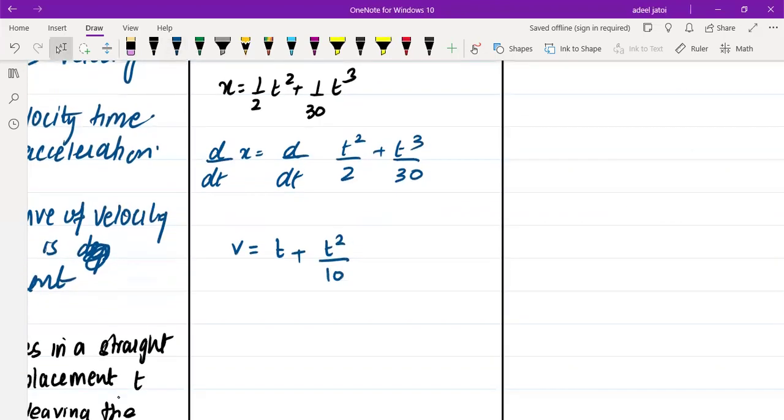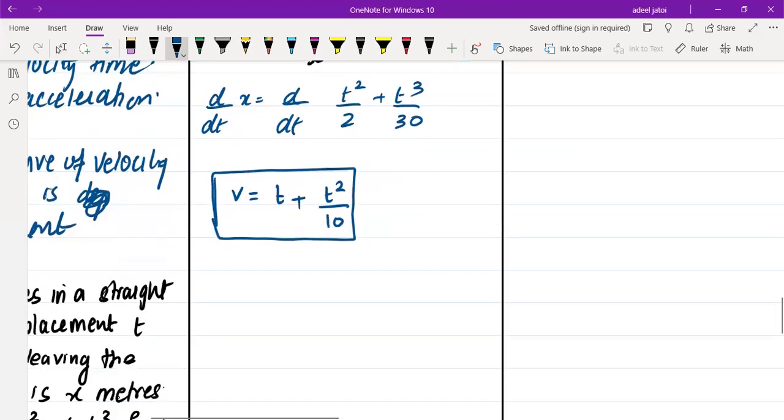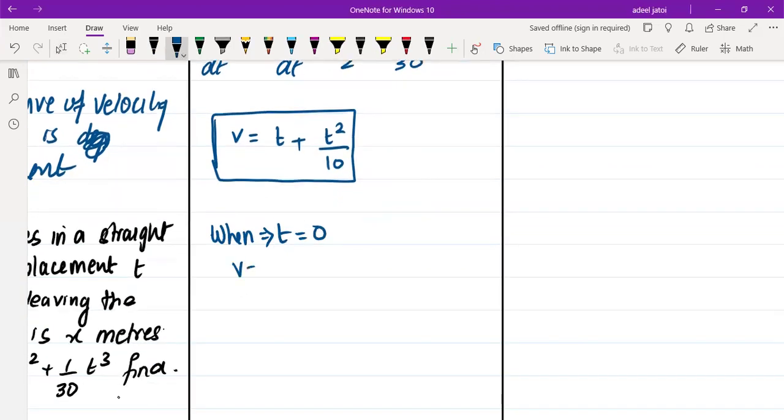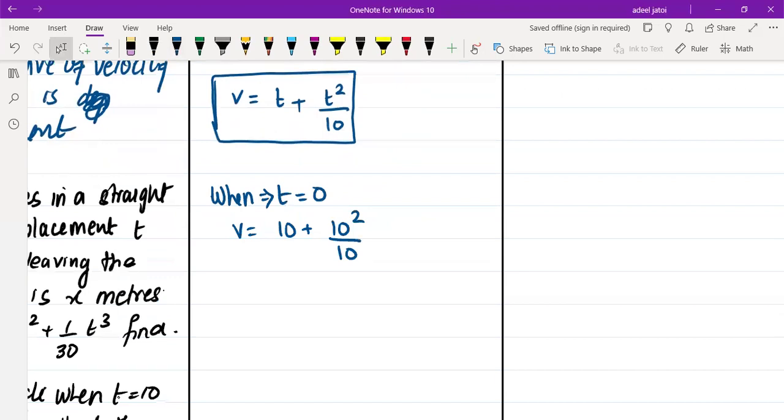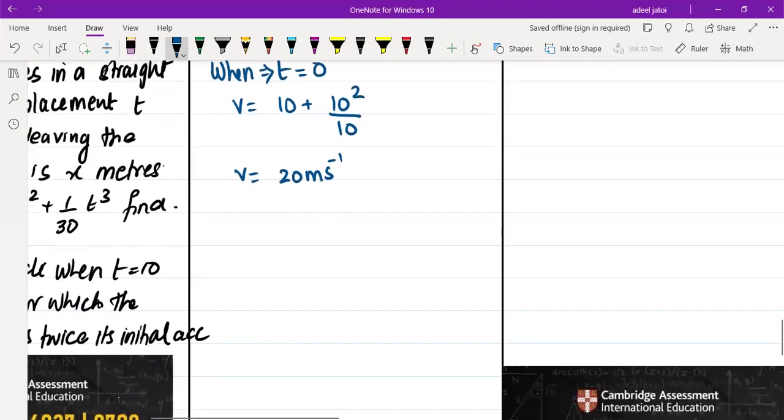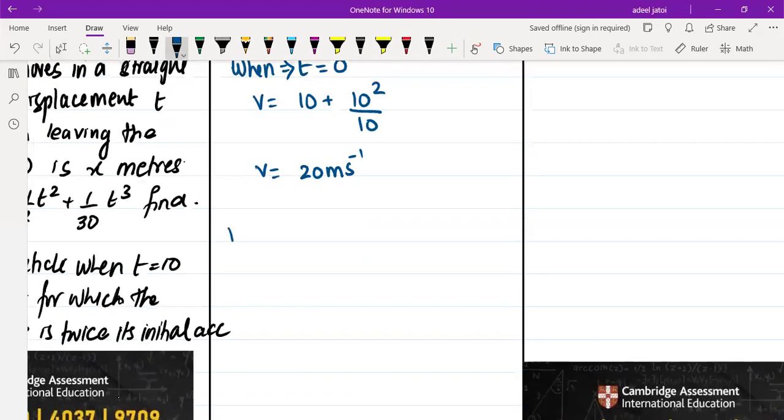So when the velocity equation is this, you can easily find out the speed when t is equal to 10. So v is equal to 10 plus 10 square upon 10. Too many tens. So the answer for this will be 20 ms to the power negative 1. Then we have part 2.